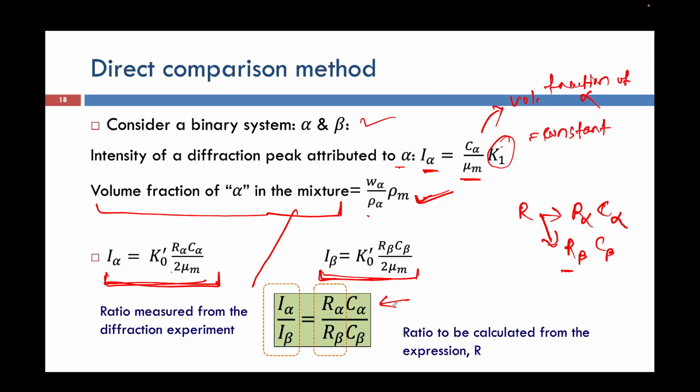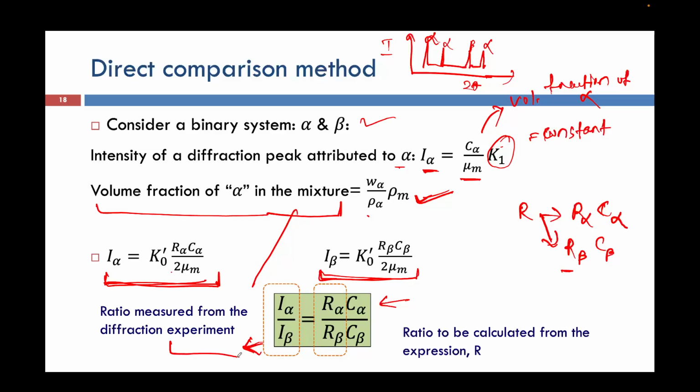This I alpha, I beta you will be getting from your indexed X-ray diffractogram. Okay, the ratio is measured from the diffraction experiment. How will you know which one is I alpha and which one is I beta? By indexing. Let's say after you do the indexing, you find there are 4 peaks. Okay, this is I, this is 2 theta. So you know that this phase belongs to alpha, this phase belongs to alpha, this is beta, this is alpha. You will be able to know which phase belongs to which one. Then you have to decide I alpha by I beta by taking their most intense peak. Okay, so from the diffraction experiment you get this I alpha by I beta.